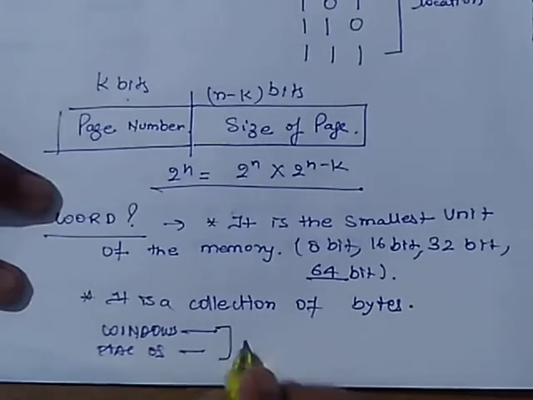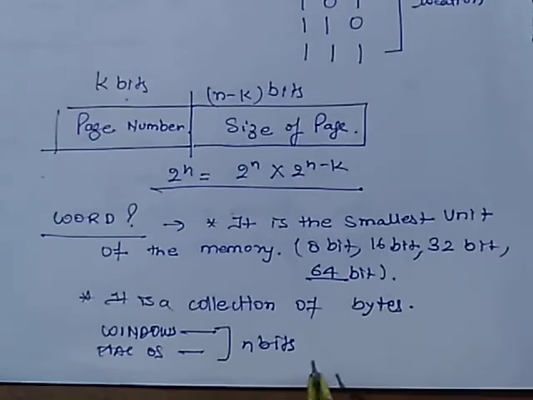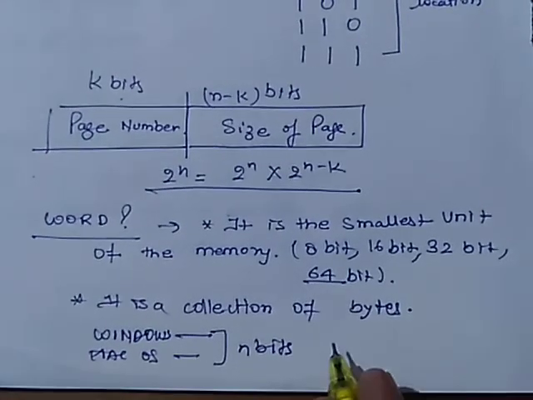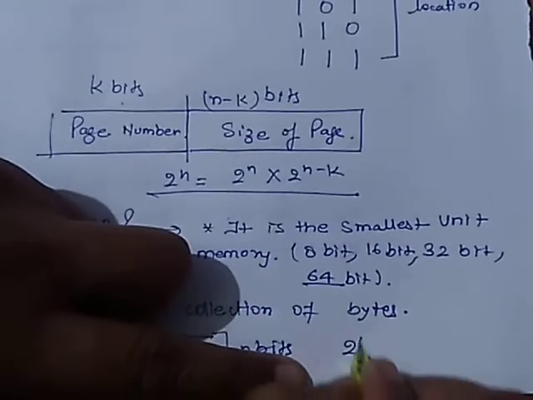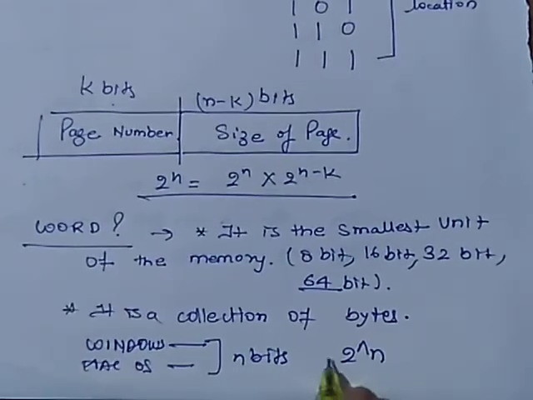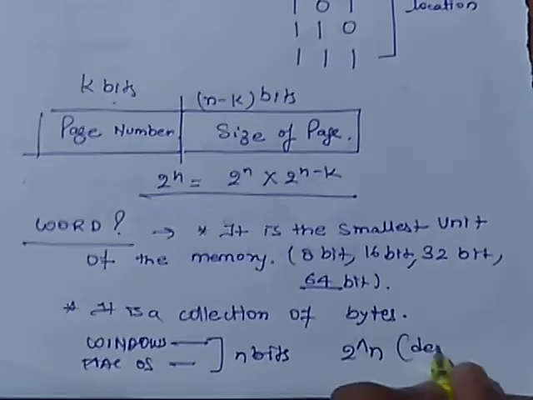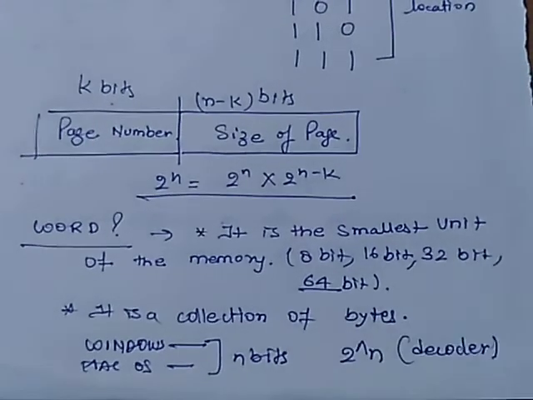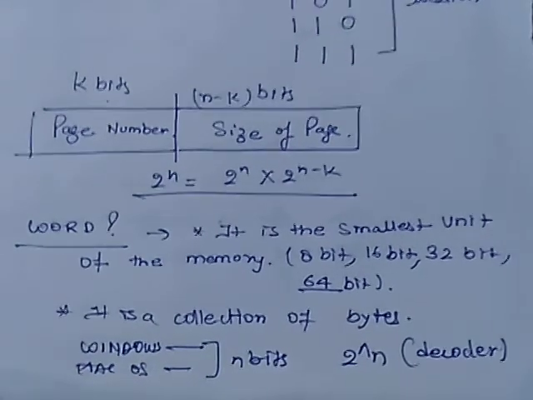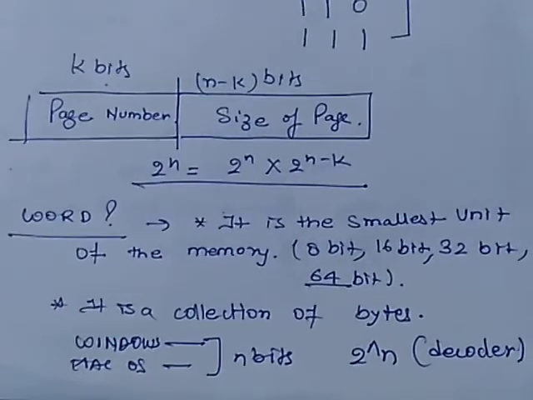After analyzing the n bits address that is inputted to the decoder and the 2 power n memory locations that are produced by the decoder, I hope you have understood this binary address, and how the mapping is done in an operating system. Thank you very much.